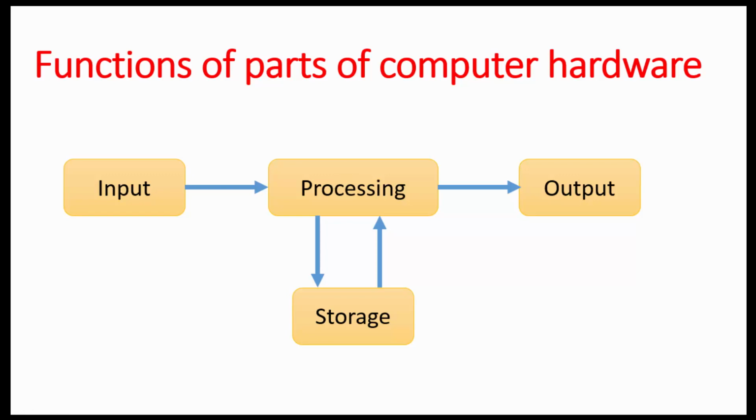Once you have your file, you save it in a storage device. So before you save in a storage device, the computer will show you the output of your work. When you are satisfied, you will store it in a storage device. So these are 4 basic functions of a computer.